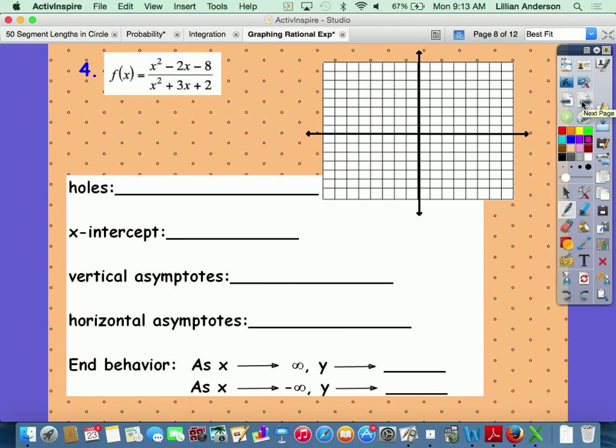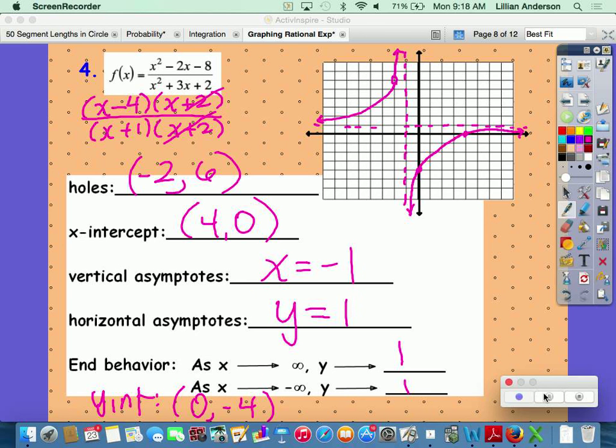Got the next one. Got all that information. I'll give you about a 2. So this was a nice one. Nice whole numbers. Easy to graph. Okay?